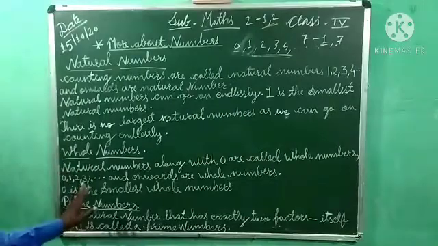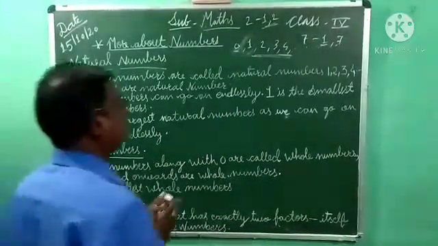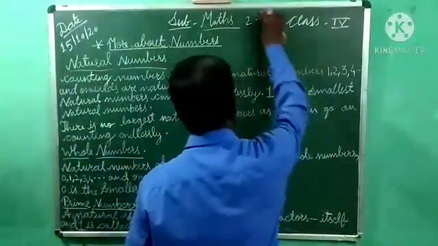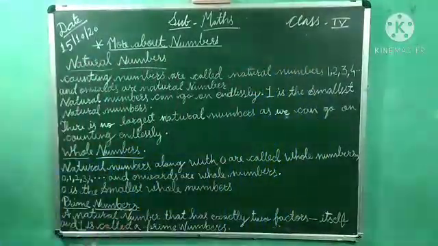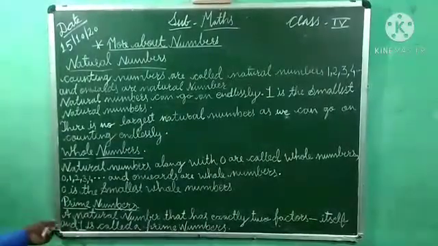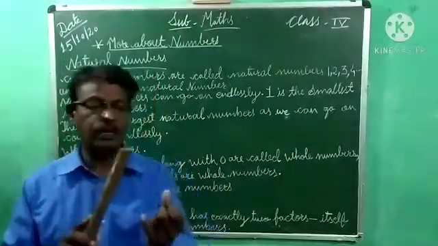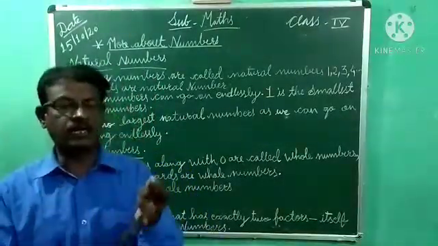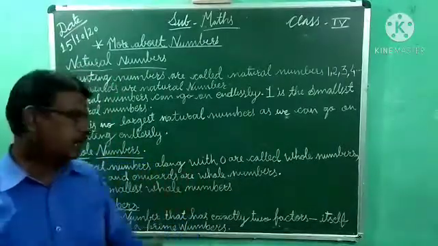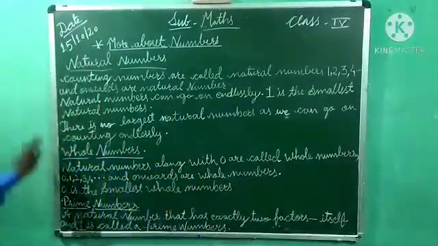So we have studied natural number, whole number, prime number. Again there is one more, called composite number, that we will study. Understood? Natural number means what, whole number means what, and prime number. You have to keep in mind, a number which has exactly 2 factors, 1 and itself, is called a prime number. So note down this one.